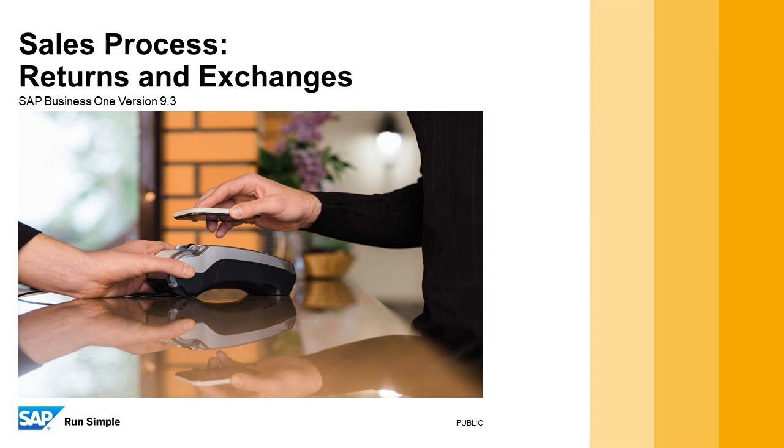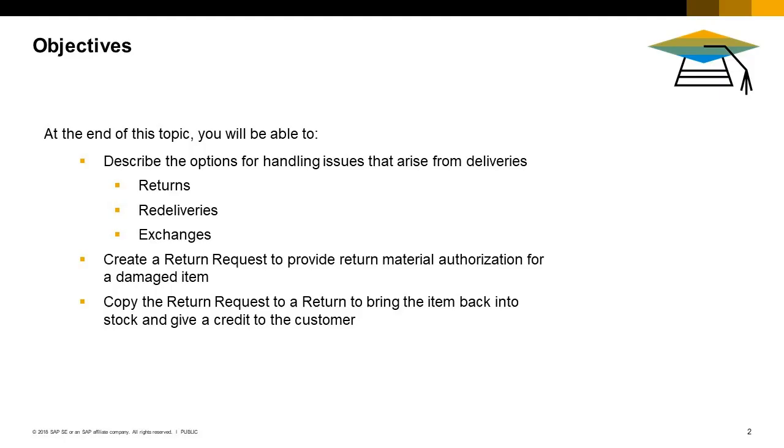Welcome to the topic on handling returns and exchanges in the sales process. In this topic, we will explore how to handle issues that arise from deliveries. We will process returned items, redeliver items, and see how we can use negative rows in sales documents to handle partial credits and exchanges.